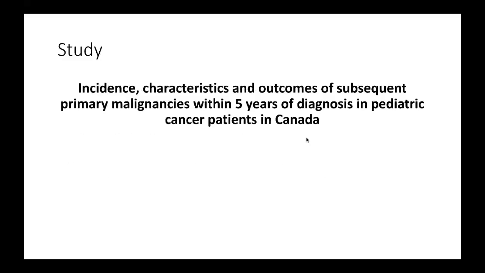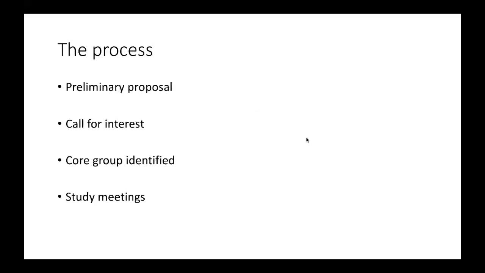So we've titled the current study as Incidence, Characteristics, and Outcomes of Subsequent Primary Malignancies or Second Malignant Neoplasms Within 5 Years of Diagnosis in Pediatric Cancer Patients in Canada. So the process: at the CYP 2017, we came up with the preliminary proposal of how the study would look. We started quite broad. We had many different ideas flying on the table, and we said, okay, let's explore what's going on.